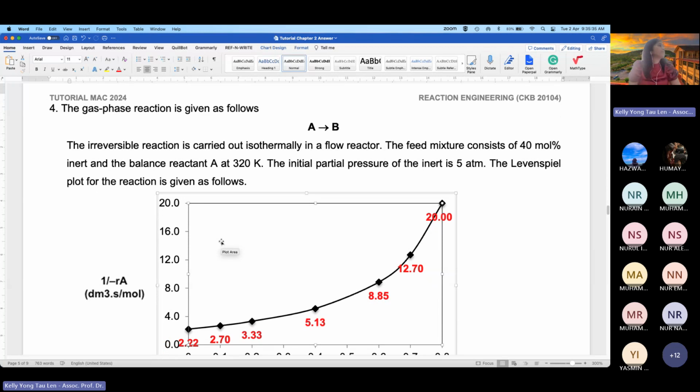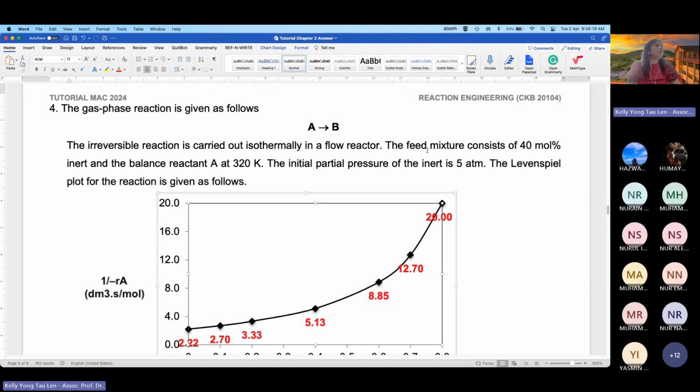We have 2 more questions. The gas phase reaction is given as follows. The irreversible reaction is carried out isothermally in a flow reactor. At this stage, the first sentence is not really significant to you because we have not yet gone into designing reactors considering irreversible or reversible reactions, isothermal, and so on. It doesn't really affect your calculation. But later on, when we start chapter 3, you will realize this information is also important to us.